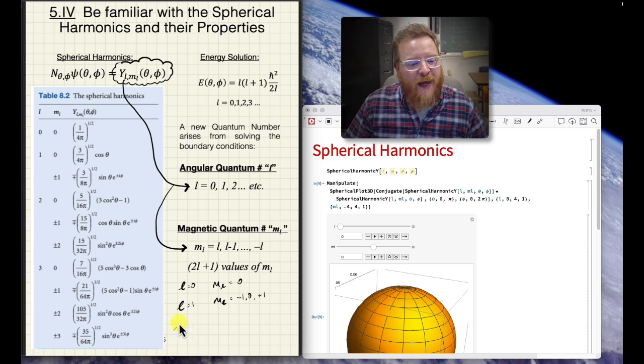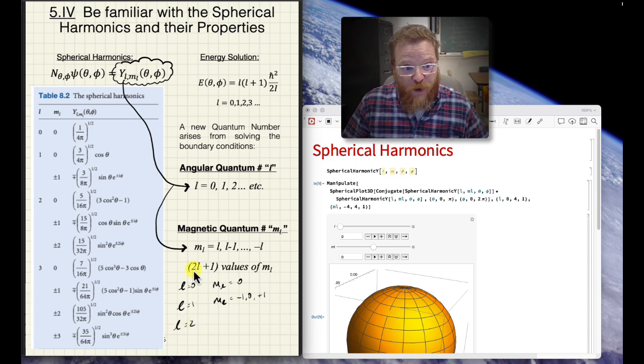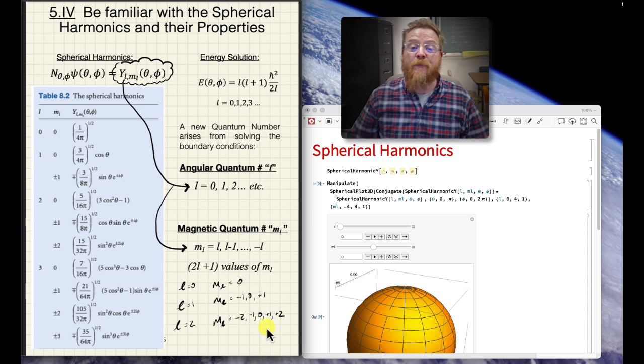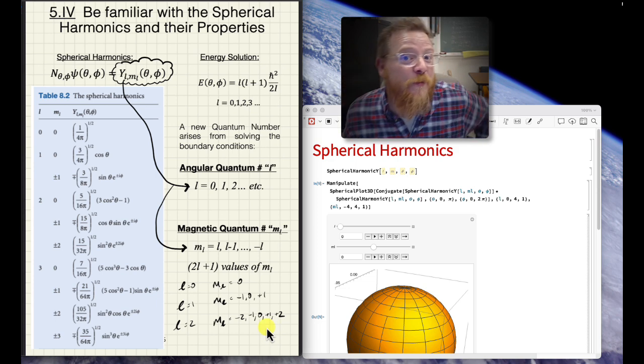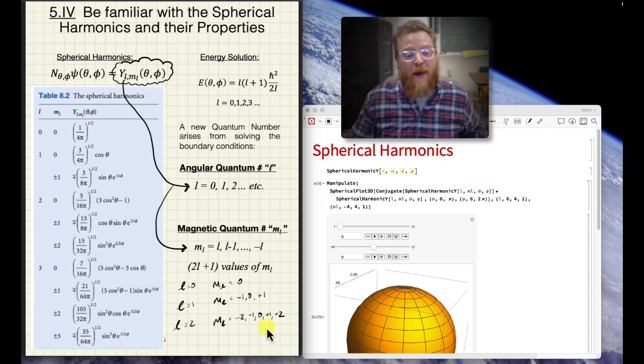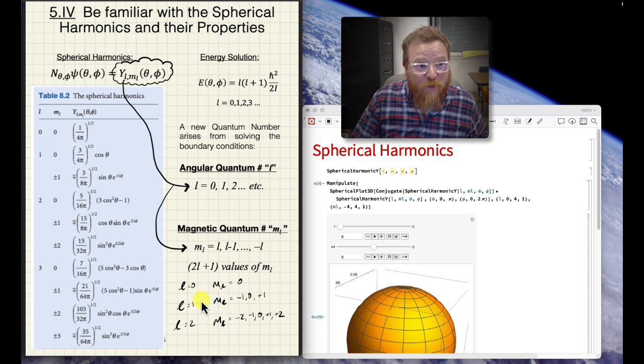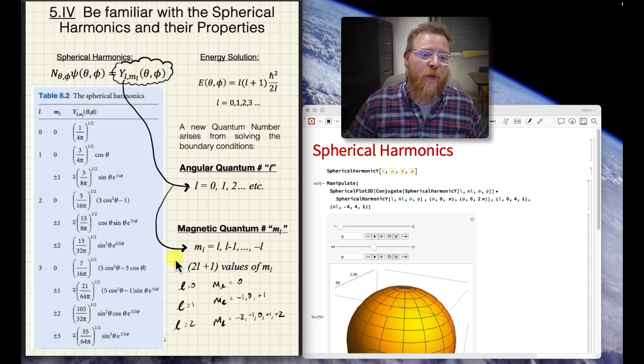And just as one last example, if we have L equal to 2, we know 2 times 2 plus 1 is 5. So there will be 5 values of ML, and they are -2, -1, 0, +1, and +2. So that may be familiar to you all from your general chemistry days. And these come from solving the particle on a sphere problem.